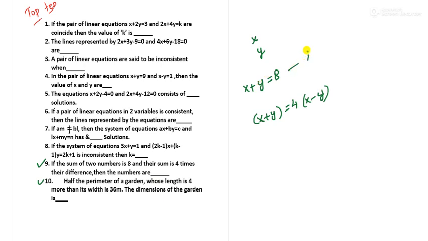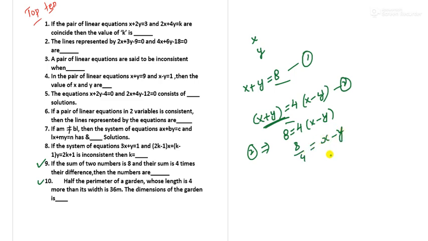So I will take this as equation 1 and this as equation 2. So equation 2 will become, if I substitute x plus y as 8, it can be written as 4 into x minus y. Now if I bring it to LHS, this becomes 8 by 4, which is equal to x minus y. So x minus y equals 2. So this is the another condition.